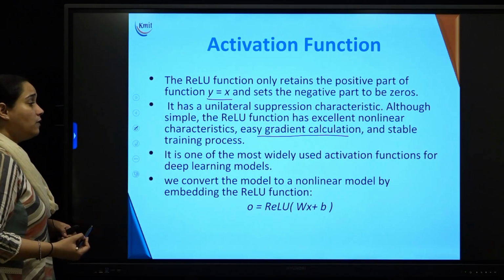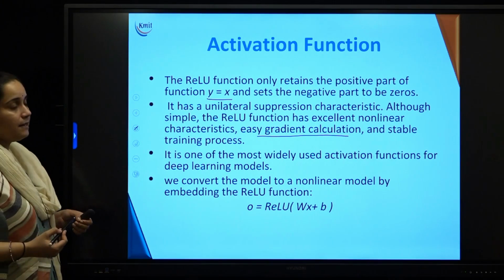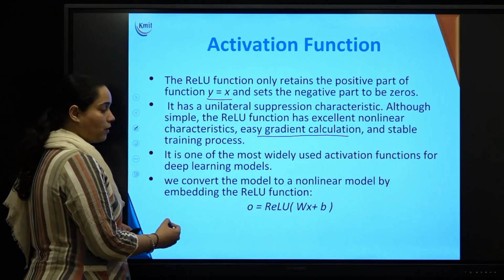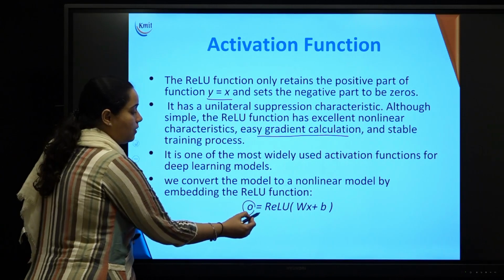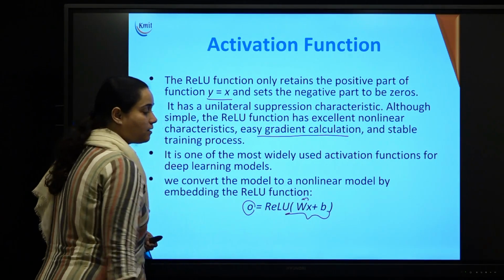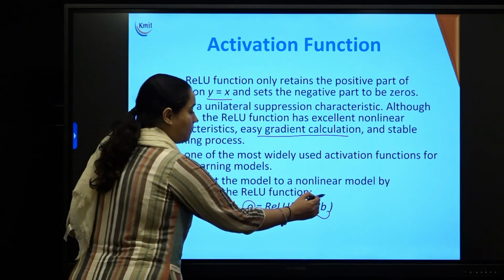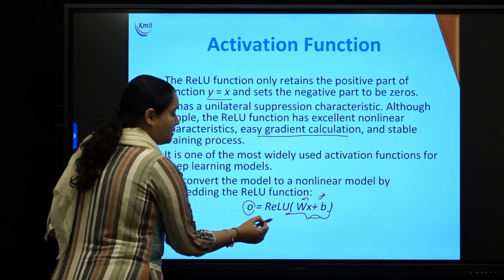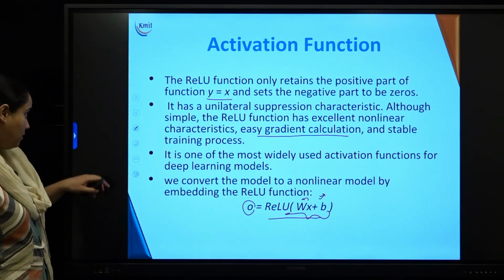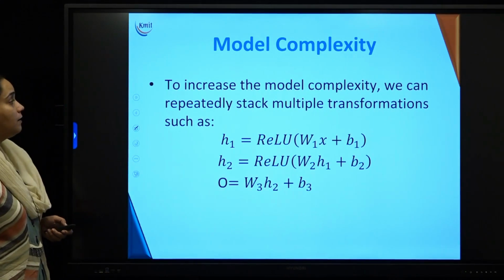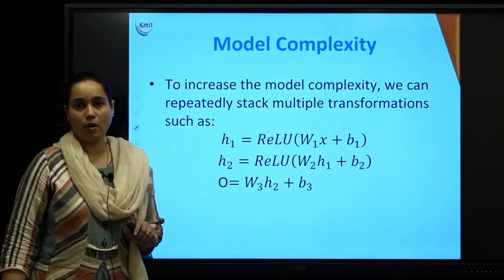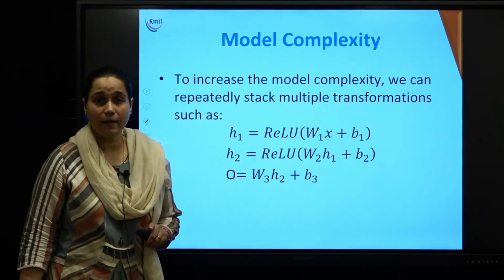So now we convert this particular model that we have been discussing into a nonlinear model by embedding a ReLU function. So I get an output when you take the inputs, multiply them with their weights, add the bias, and then pass them through a ReLU activation function, thus creating a nonlinear model. Now the linearity problem is solved. One of the problems that we have been discussing is solved.